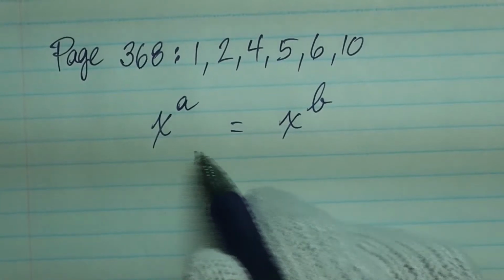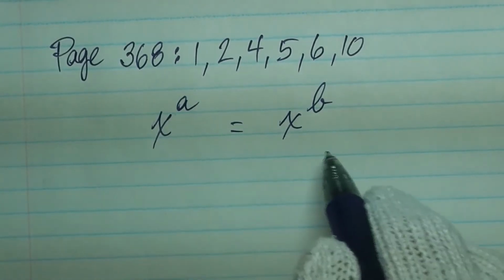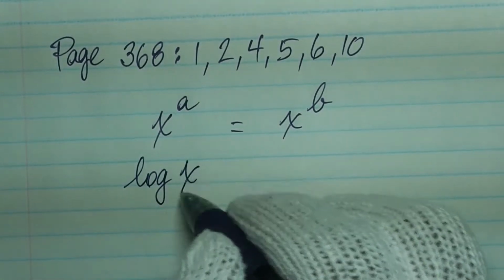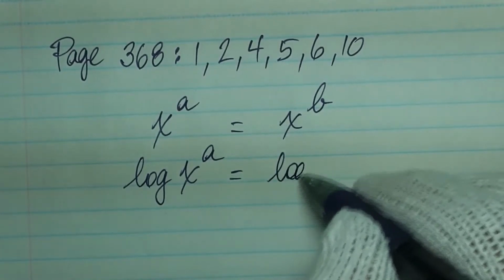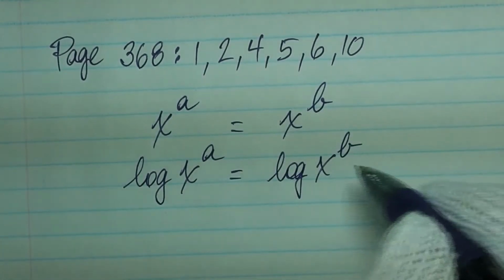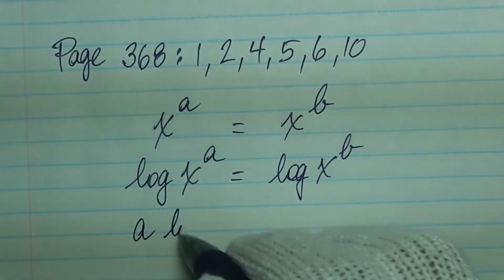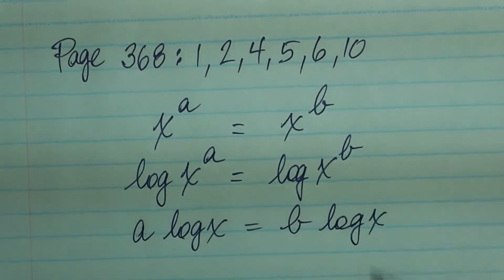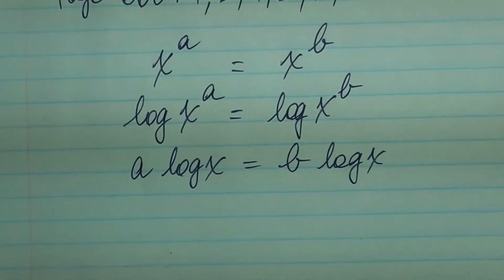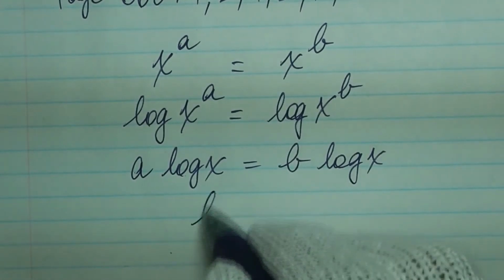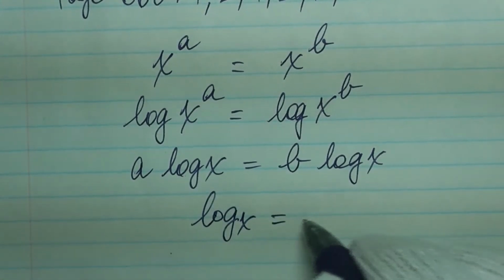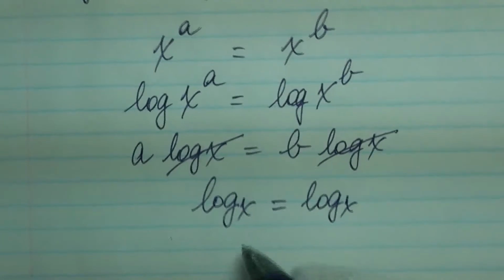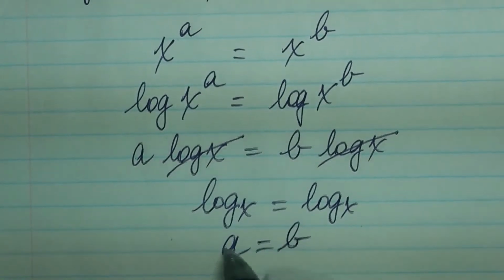Suppose we start with the exponential equation x to the a equals x to the b. Take the log of both sides. This will give us a times log x equals b times log x. Log x is equal to log x, so these can cancel, and that's going to imply that a is equal to b.